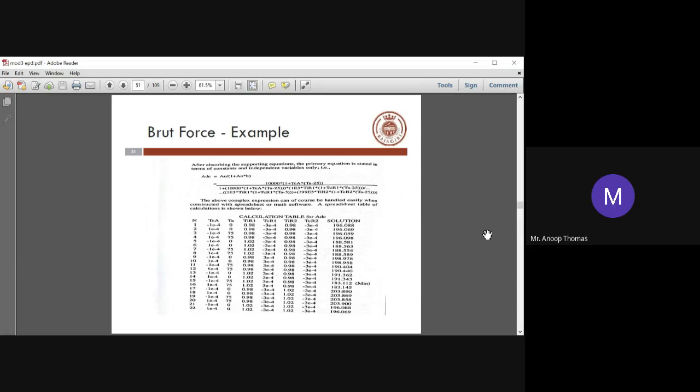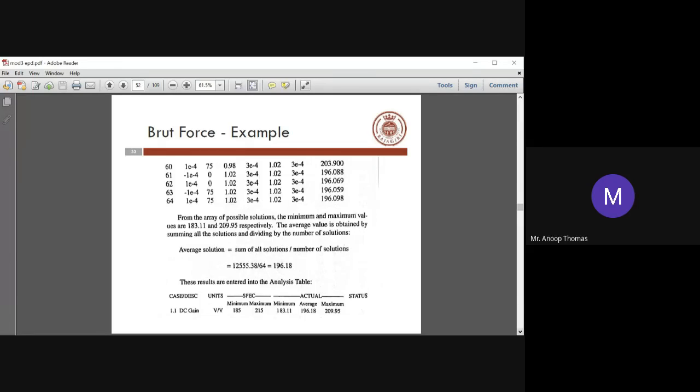Now, using this particular expression, we are going to calculate these particular values. 64 equations are required, and from that particular set of equations, we are identifying the minimum and maximum values.